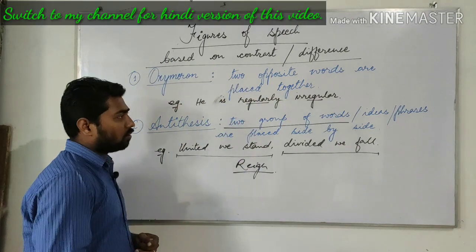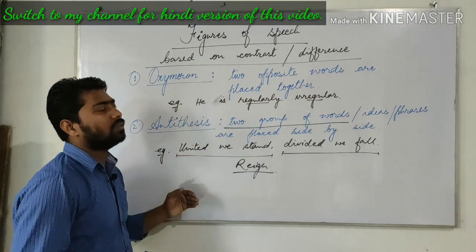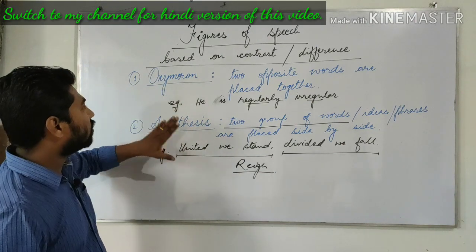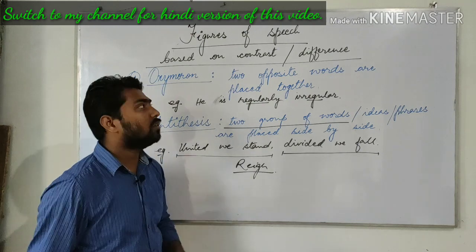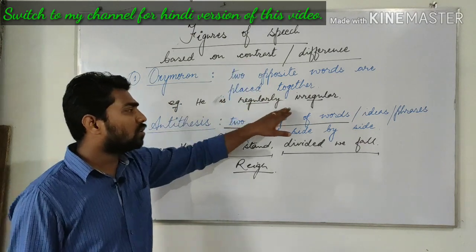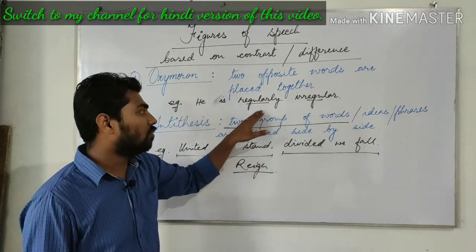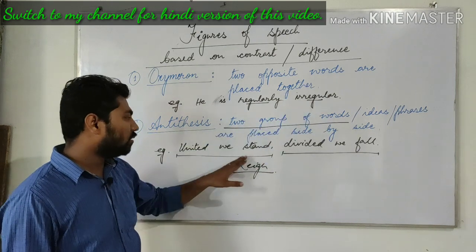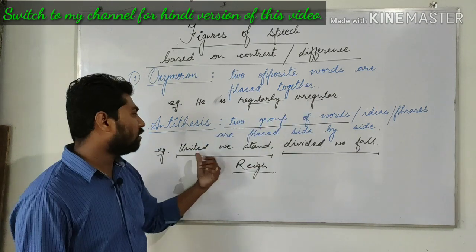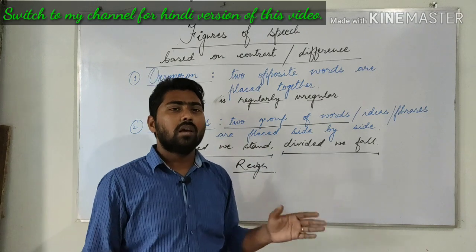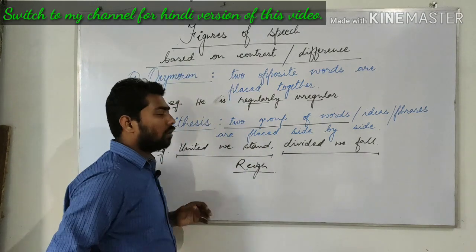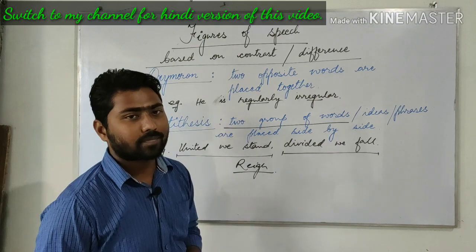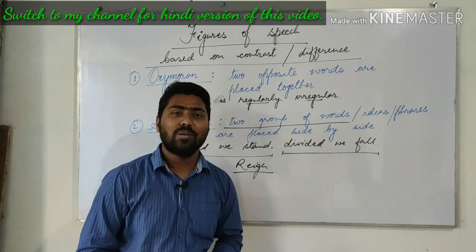Hoping that this discussion has made the chapter clear to you, the difference between oxymoron and antithesis. Keep in mind, it is based on contrast, so we use two contrasting words, regular, irregular. United we stand, divided we fall. United and divided are opposite words, and we have used a complete idea here, or I can say a clause here. So stay tuned for more such videos.